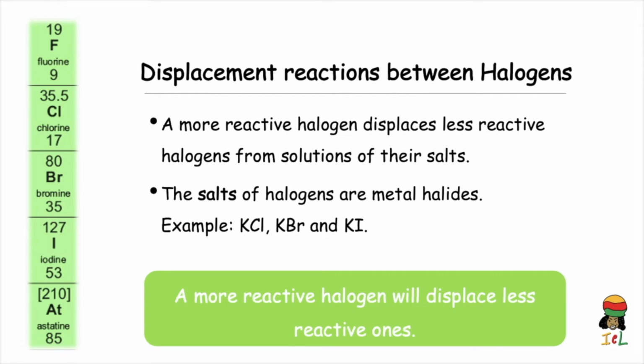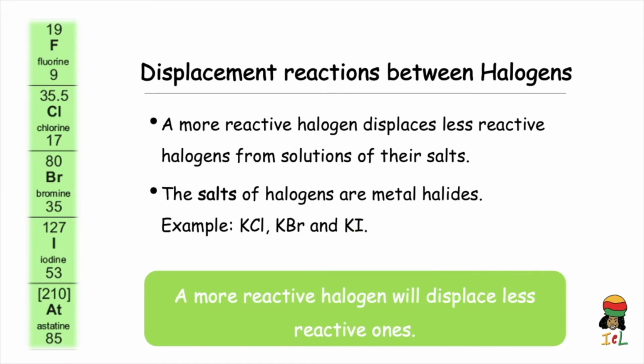Halogens also undergo displacement reactions, in which the more reactive halogen displaces, or takes the place of, the less reactive halogens in a solution containing their salts. Recall that the salts of halogens are called metal halides. For example, potassium chloride: potassium, the metal, has bonded with chlorine, the halogen. Potassium bromide: potassium is the metal, bromine is the halogen. And potassium iodide: potassium is the metal, iodine is the halogen.